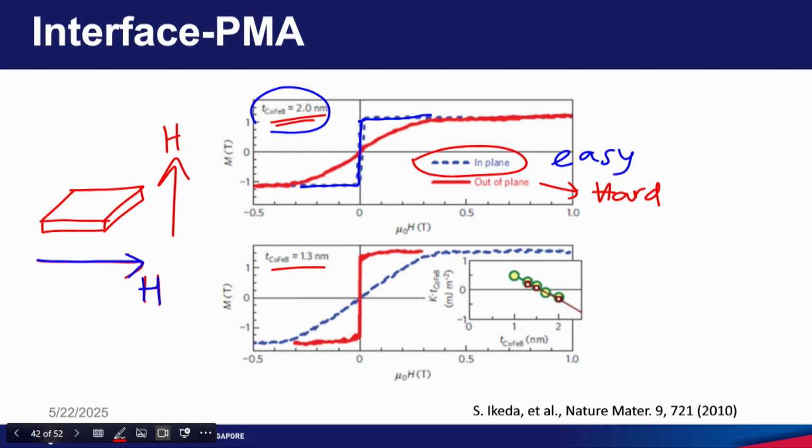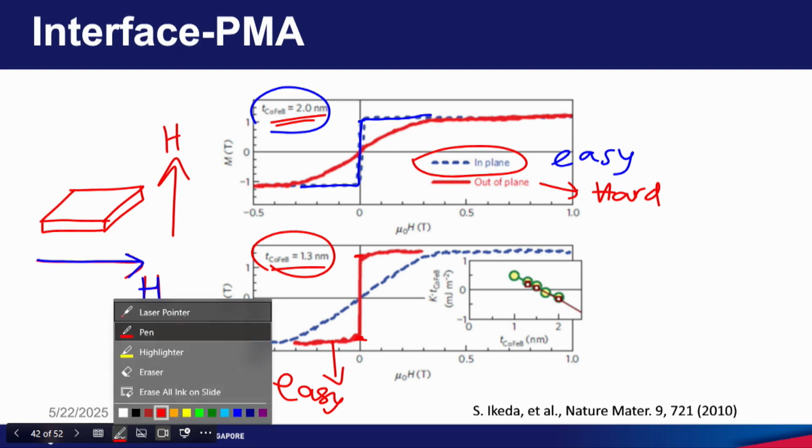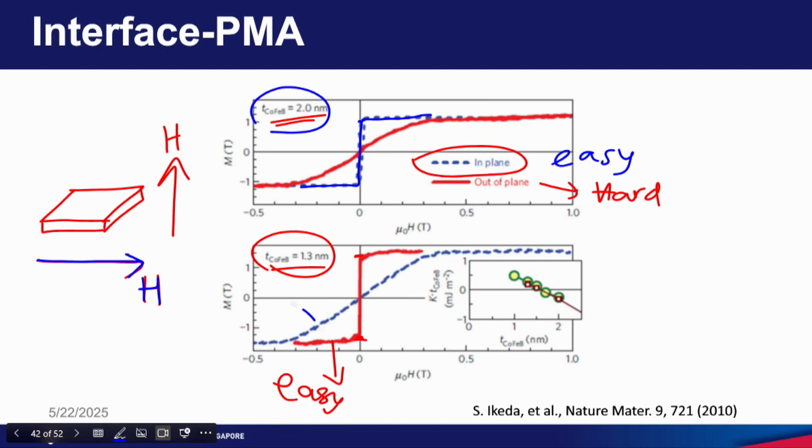On the other hand, when they reduce the thickness of cobalt and boron to 1.3 nanometer, you notice that the perpendicular direction is the EZ direction because it saturates quickly and it has larger remnants. So we learned this before. In the EZ direction we have larger remnants, we can saturate quickly, and the blue direction is the hard direction. So perpendicular direction is the EZ direction and in plane direction is the hard direction.